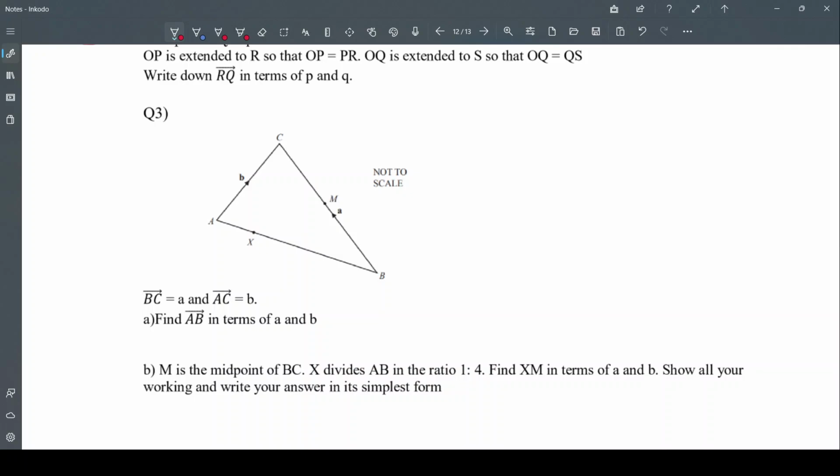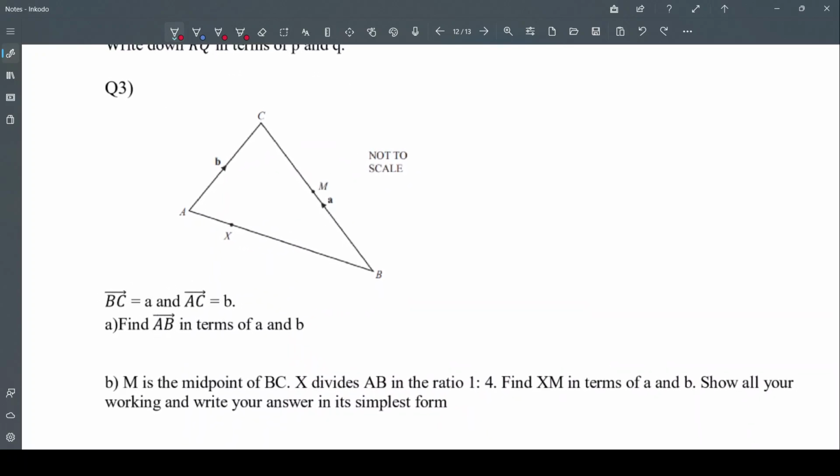This is question number 3. We are doing BC equals to A. BC is equal to A, it is given here. The vector is very small, but you can see A is written over there. AB, BC is A and AC is B. Find AB in terms of A and B. We have to go from A to B.